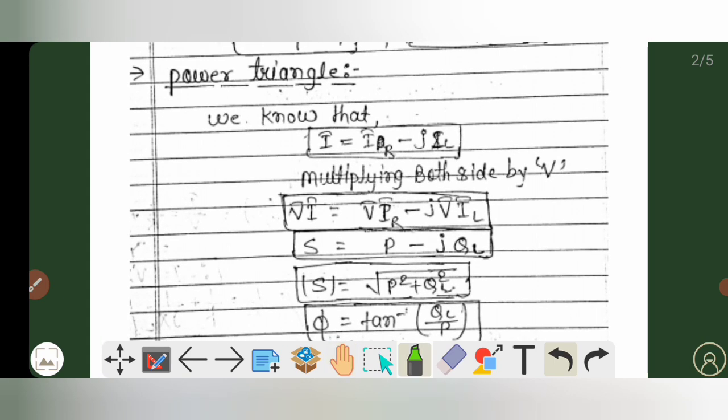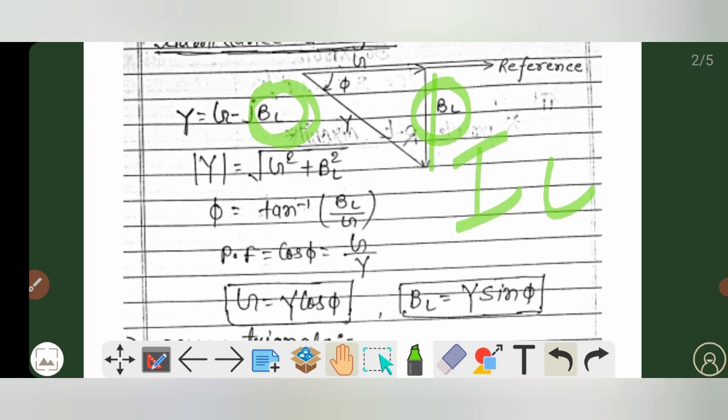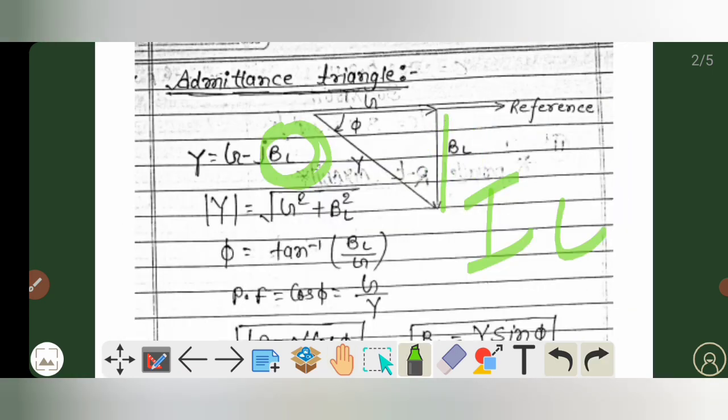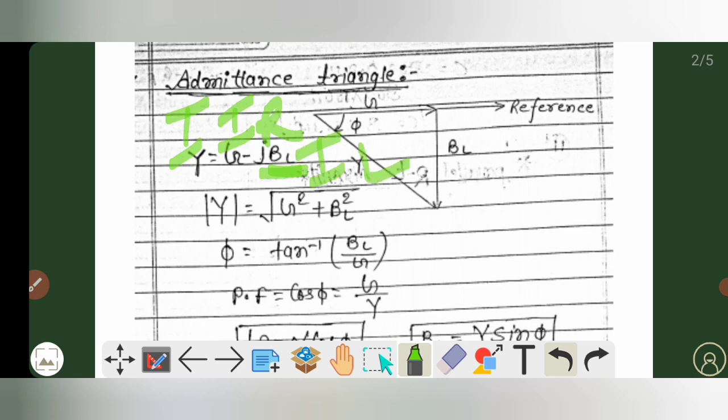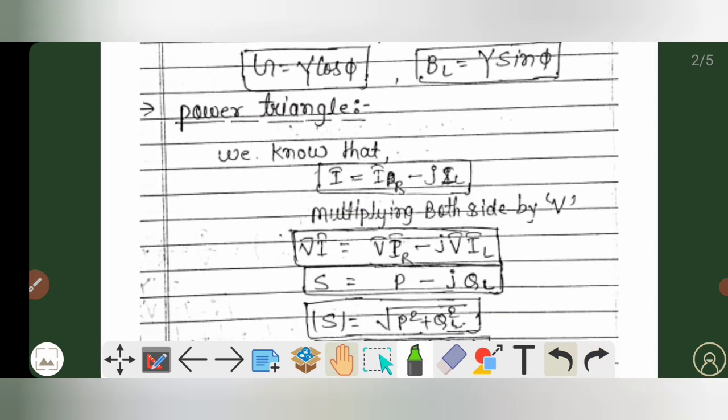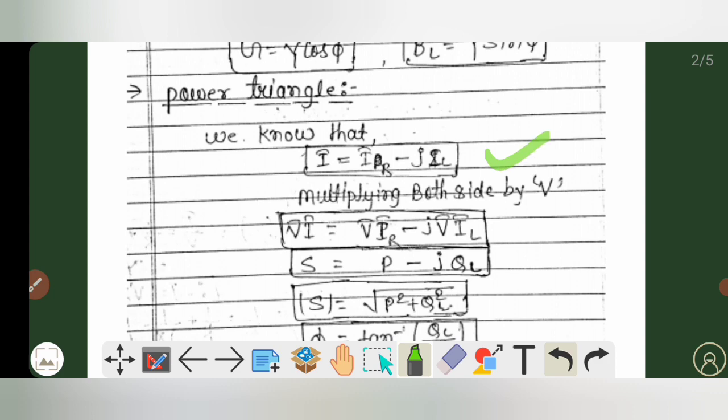So we know that I is equal to IR minus jIL. If we replace in this equation, as you can see here, this by I, and this G, that is 1 by R, then this becomes the current across the resistor, and this is BL, the inductive susceptance, so this becomes the current across the inductor. So if we replace all these things, then our equation comes out to be, as you can see here, I is equal to IR minus jIL.